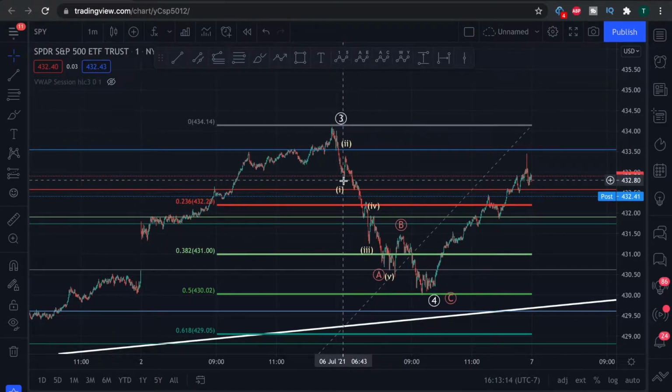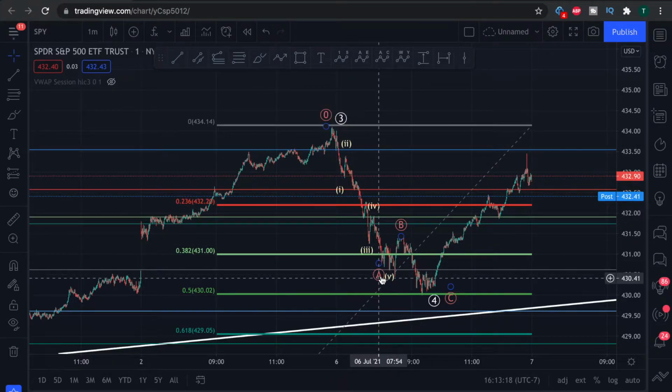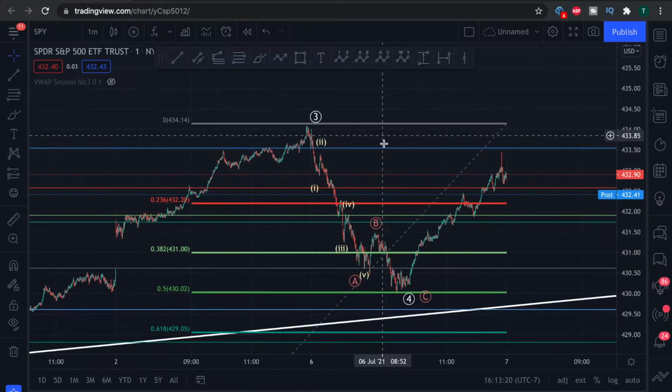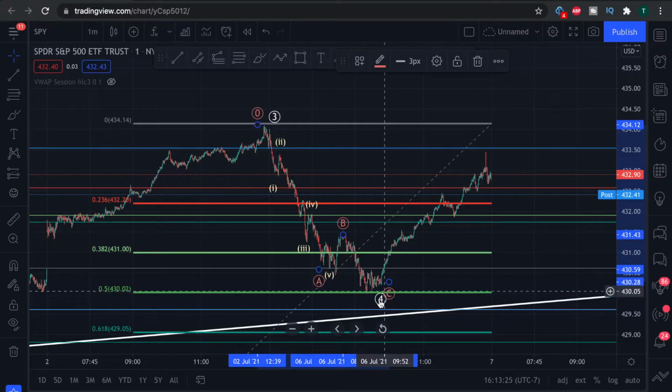We came down for wave 1, up for wave 2, down for wave 3, up for wave 4, down for wave 5, for a wave A, and then we worked up for a wave B, and I believe this is the end of the 4th wave right here, of the wave C.